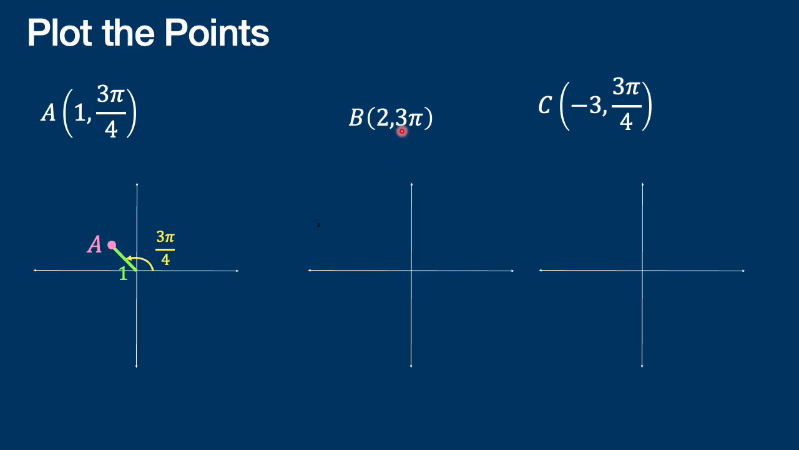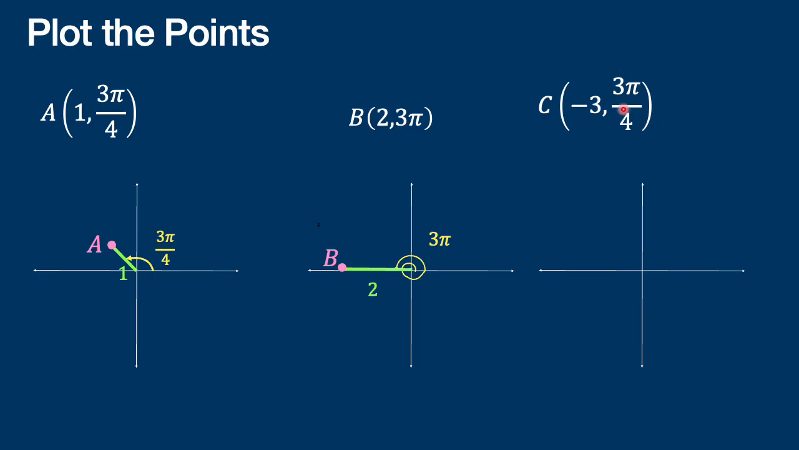How about this one? This one is 3 pi. 2 pi is one cycle, so you go one full cycle, then you go pi more. You find the angle first, that's 3 pi, and the distance from the origin is 2. So here is 1, 2, and here you plot the point, that's gonna be B. Does it make sense?